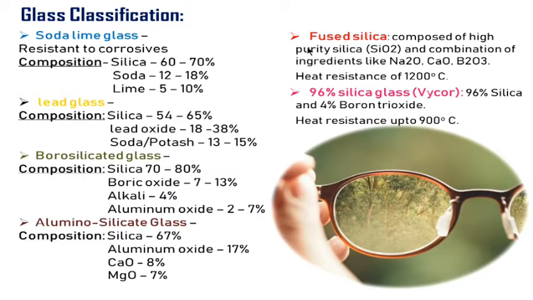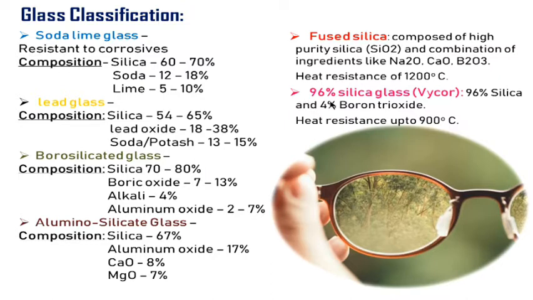Next comes the fused silica. This is composed of high purity silica because here they use the combination of ingredients. Till now we were seeing the separate kind. So they use these combinations to get heat resistance of up to 1200 degrees centigrade. Whereas borosilicate is not that much, it can resist up to some 800 or below, but not 1200 degrees centigrade. So they add sodium oxide, calcium oxide, boric acid and all.